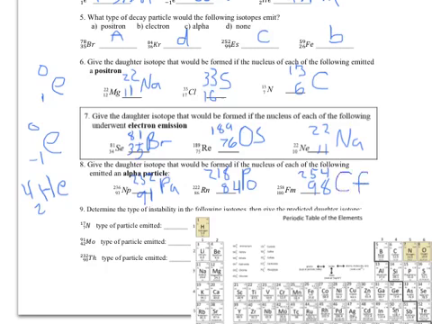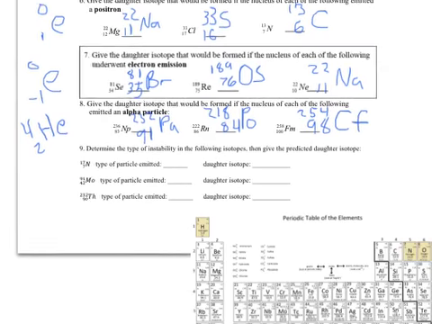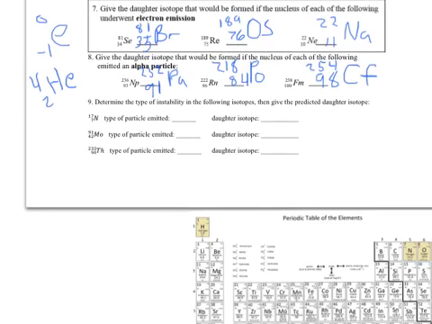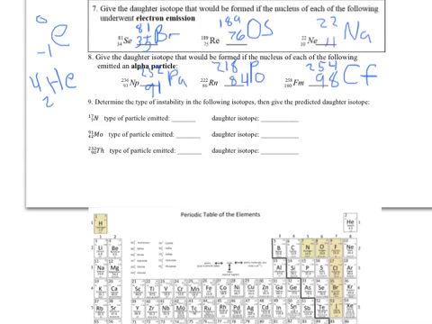Hey, look at this. We're almost done with our homework. Alright, let's move this up a little bit more. Okay. So what we've got here is now number 9. We're going to bring it all together, folks. Alright, determine the type of instability, then give the predicted daughter isotope. So the first one I have is nitrogen 17.